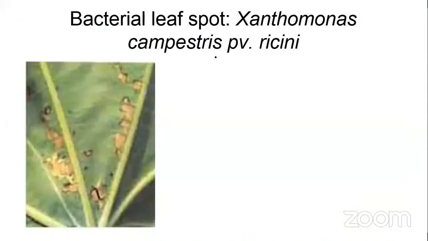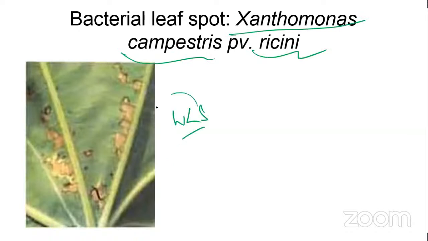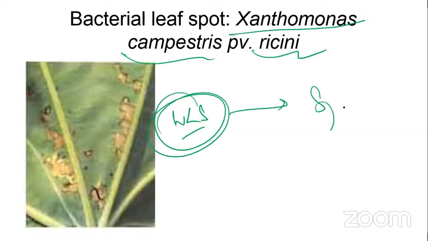Then bacterial leaf spot. I think last class also I covered this. It is caused by Xanthomonas campestris ricini. Usually it will cause water soaked lesions, and again it will cause spots.